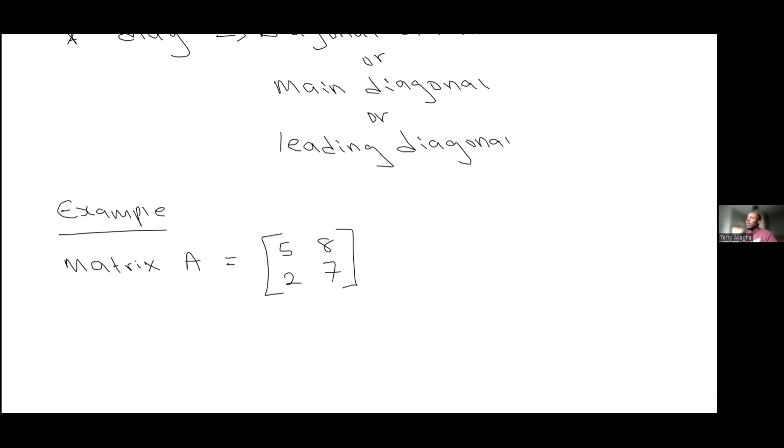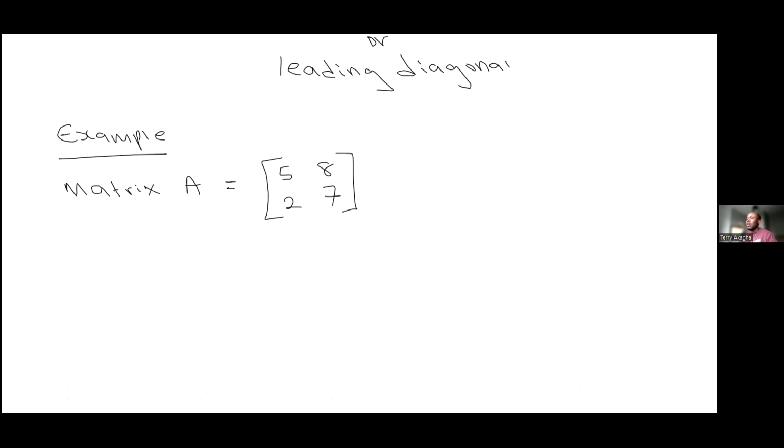And if I now tell you to find diag A, that means I'm referring to the diagonal of this. So in this example, the diagonal is going to be 5 and 7. So diag A is going to be 5 and what? 7. All right, so now I've explained the concept of the diagonal of a matrix.